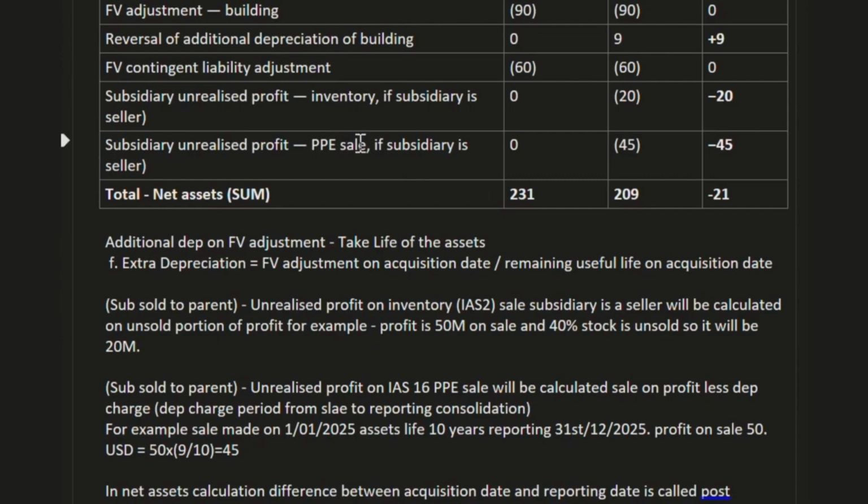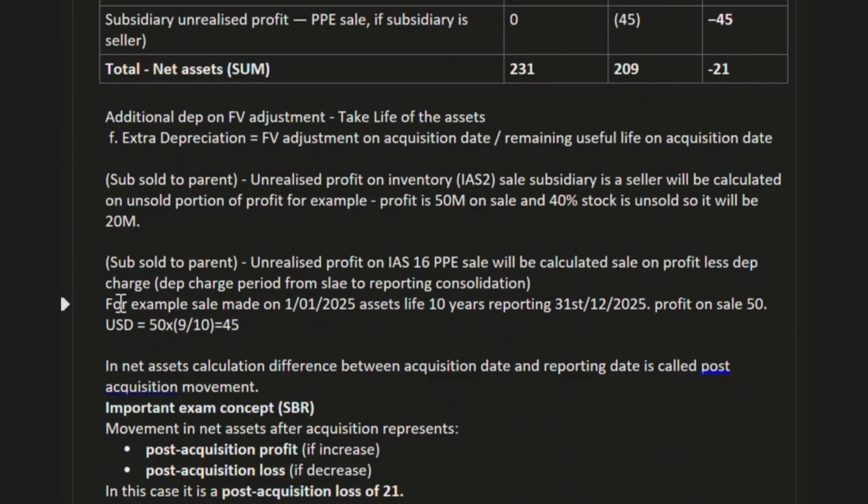Subsidiary unrealized profit on PPE sale, if the subsidiary is a seller. Sub to parent sale, unrealized profit on an IAS 16 sale will be calculated on the profit less depreciation charges from the period of sale to the reporting consolidation. For example, sale made on 1st of Jan 2025, asset life is 10 years, reporting is 31st December 2025. Profit on sale is 50.